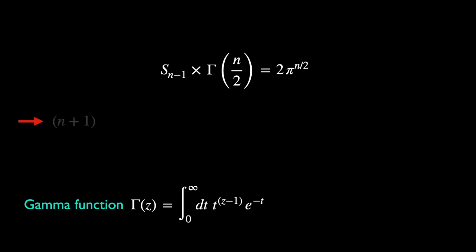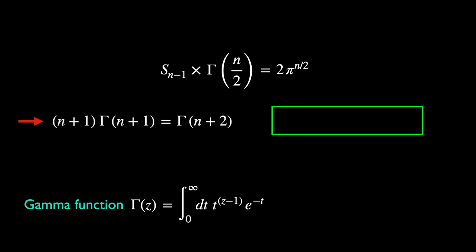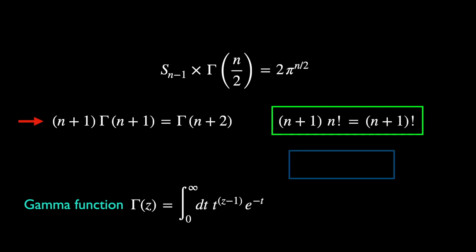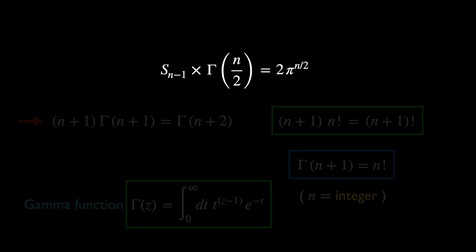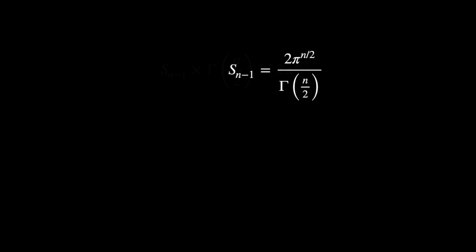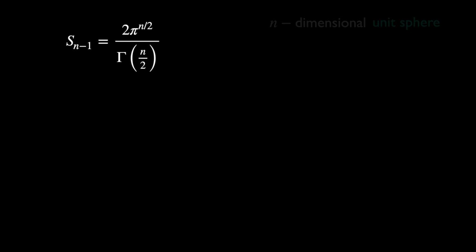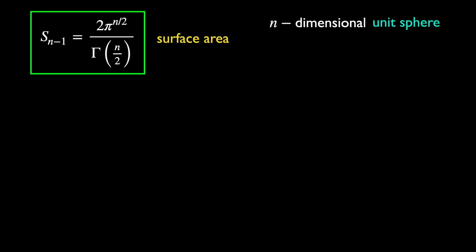The gamma function has this recursive property that is similar to the factorial. In fact, gamma of n plus 1 is equal to n factorial if n is a positive integer. The gamma function is the extension of the factorial into the complex plane, that is, it can take complex numbers as its argument. Thus we have the surface area of an n-dimensional unit sphere.